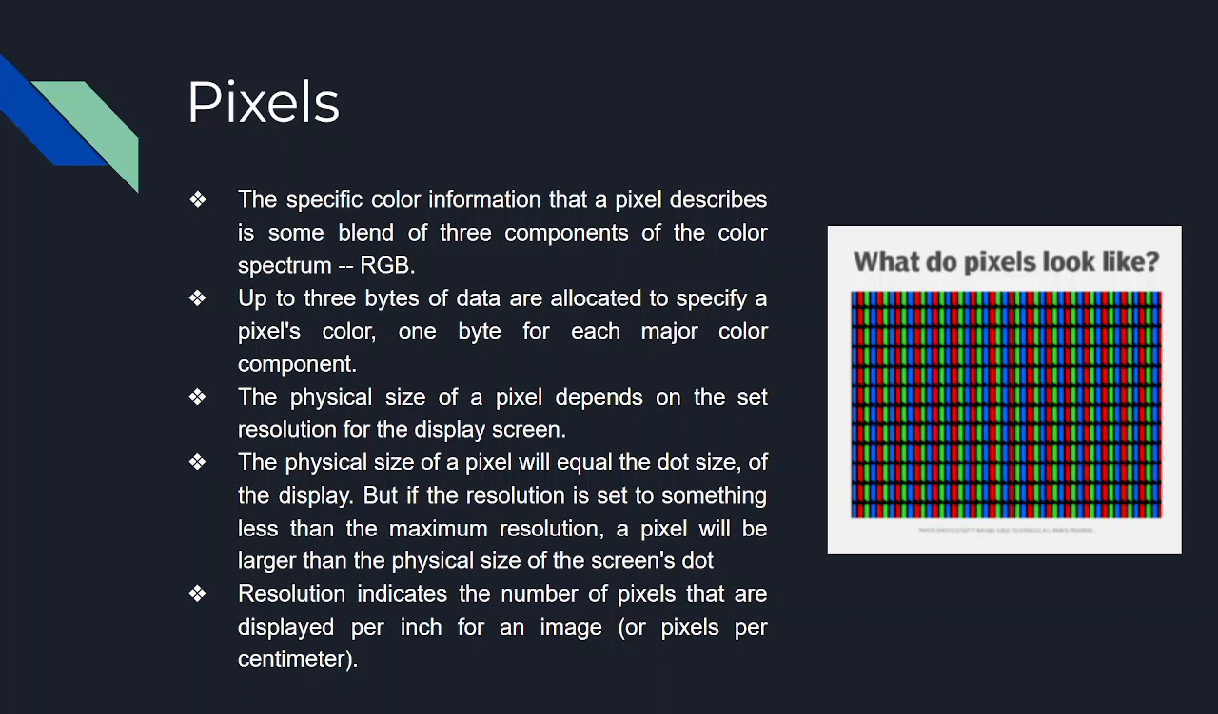So what is resolution? Resolution indicates the number of pixels per centimeter or per inch for an image. So pixels per centimeter is resolution. The physical size of a pixel depends on the resolution of the display screen. There are also some criteria where pixel size differs. The physical size of a pixel will be equal to the dot size of the display. But if resolution is set to something less than the maximum resolution, then the pixel will be larger than the physical size of the screen's dot.